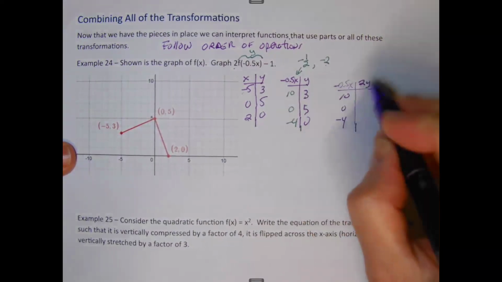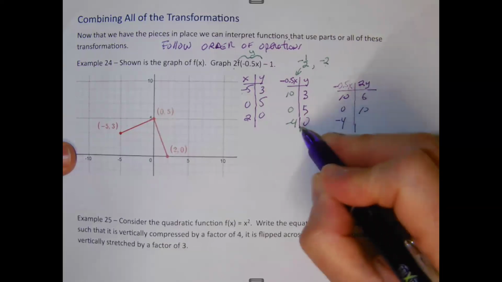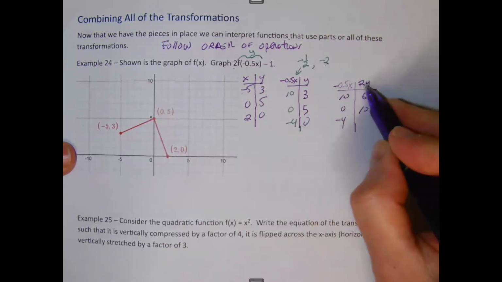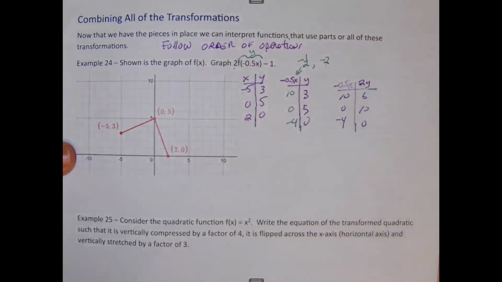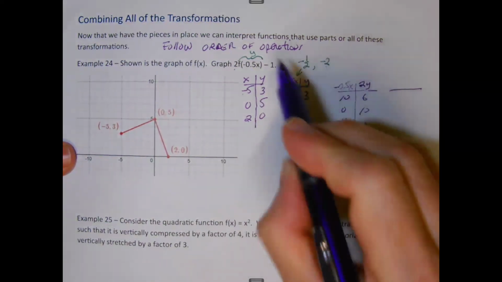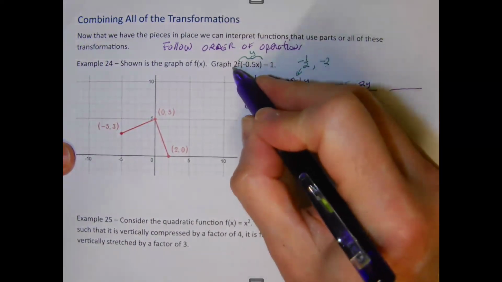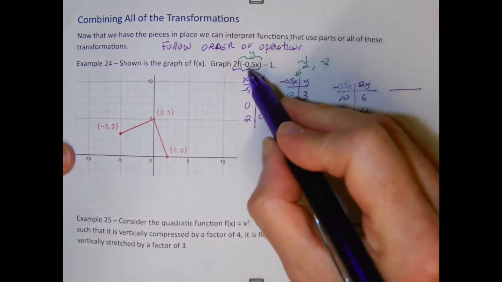Now it says multiply all the y values by 2. So 3 times 2 is 6. 2 times 5 is 10, and then 2 times 0 is 0. And I've applied that rule. Now I'm ready to do the last rule. What does the last rule say? After you have multiplied by 2, subtract negative 1 from all the y values.